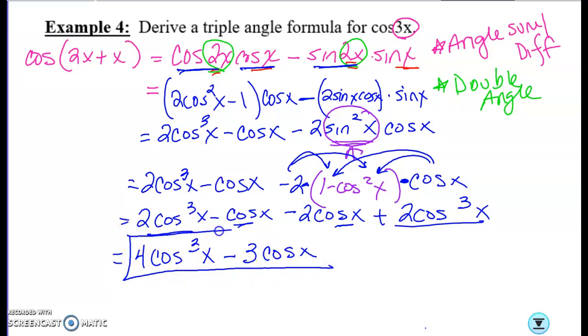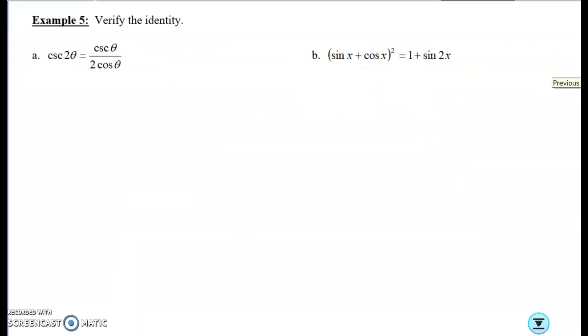And now you have it all in terms of one trig function, and now you have a single angle in front of the x, which is really what we're after. Goodness, we have one more thing to do. Okay, we need to verify these identities. So you're going to build your wall.